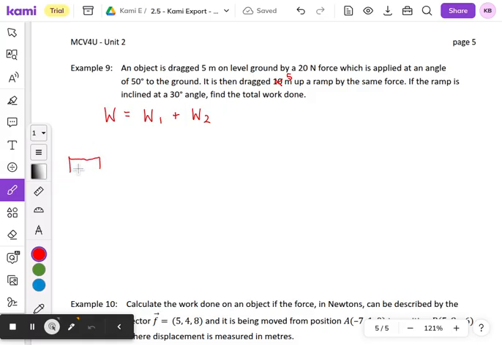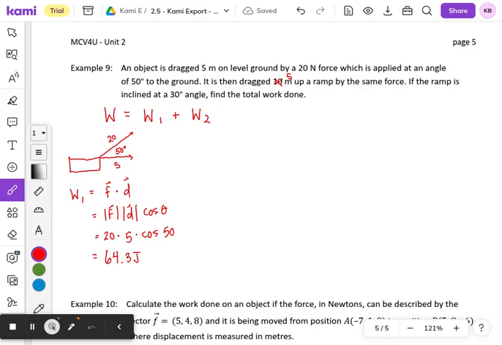So here's my object. Okay, I'm dragging it along the horizontal for 5 meters, and it says my force vector is 20 newtons, and I am using the force vector at 50 degrees to the horizontal. Okay, so this is going to be work number one. So just take a moment and figure out work number one.